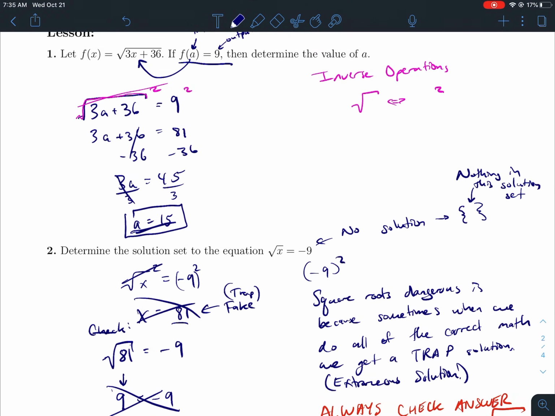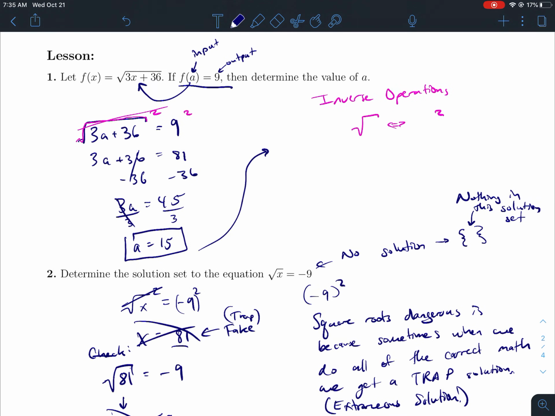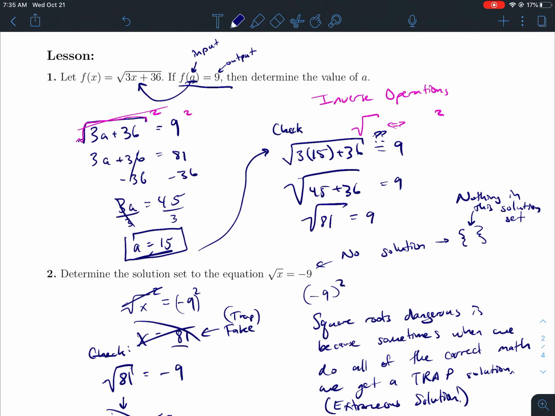So actually going back to this one here, who knows, maybe that was a trap answer too. We do have to check it. So we'll plug in here, square root of 3 times 15 plus 36, and we're wondering, when we input a, does that actually give us 9? I like putting the question marks there because we're wondering if they're equal. 3 times 15 is 45 plus 36. That's square root of 81, which is 9. Square root of 81, we know has one answer, that's just 9. 9 equals 9. Okay, this one did work. All right, so we are in good shape here.